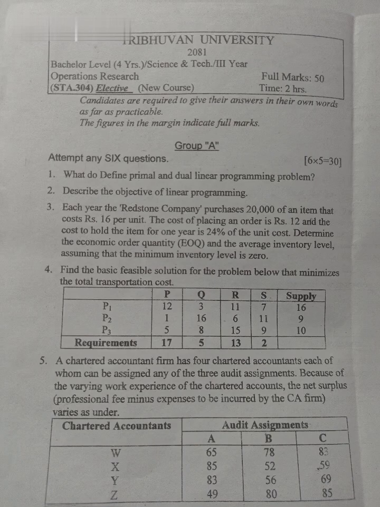Tribhuvan University 2081, Bachelor's Level, 4 years program, Science and Technology, B.Sc. 3rd year, Operation Research, Stat 304 Elective New Course Subject Question Paper. Full marks 50, time 2 hours. There are two groups. Group A contains 30 marks. Group B contains 20 marks. Group A: attempt any 6 questions. Marks 6 into 5 equal 30.